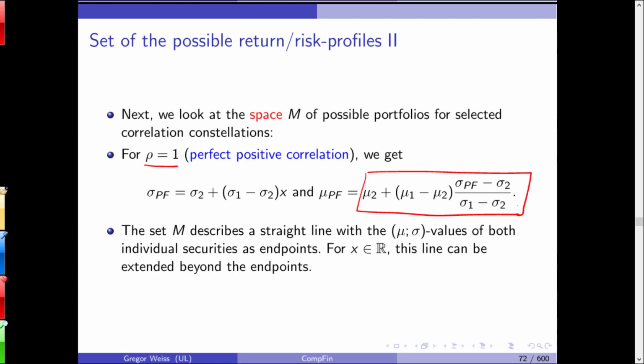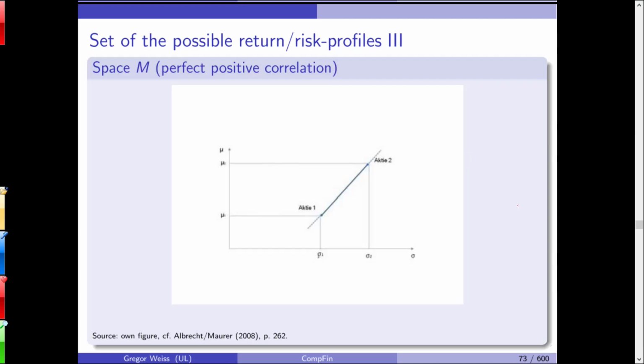And in this case, if rho is 1, you can easily see that this is a straight line with the mu sigma values of both individual securities as the endpoints. And this is shown on the next slide. You have stock 1 here and stock 2 here. If both are perfectly positively correlated, the set of portfolios is this line.